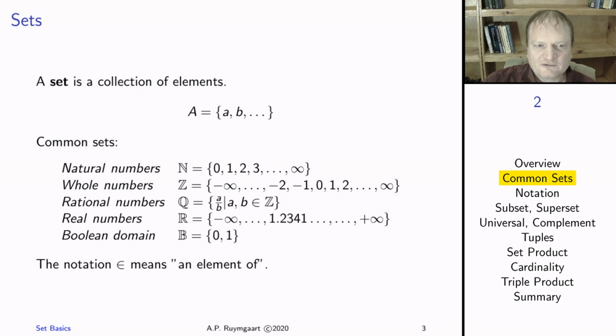The rational numbers, the set Q, is the set of any number that can be written as a ratio A over B, where both A and B are members of the whole numbers. Any number that can be written as a fraction or a ratio of whole numbers is a rational number. Then we have the real numbers that include any decimal number. This includes the rational numbers and the whole and natural numbers, but also other numbers that cannot be written as ratios. And then we have the Boolean domain that contains only two elements, the elements 0 and 1, and that will be the domain of interest for this portion of the course.